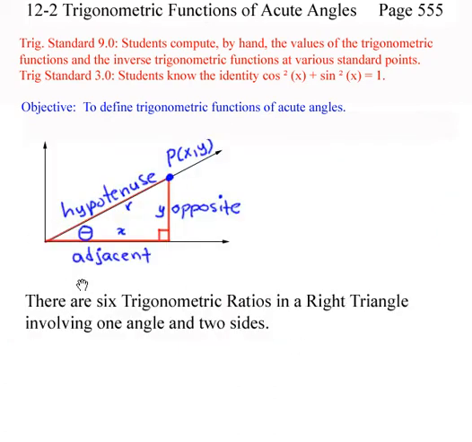Now, a trigonometric ratio starts with a right triangle, and it involves one angle and two sides. So here's our right triangle. Here's the angle that we're dealing with, which I know looks like a 0 with a line across. That's the Greek letter theta. Here's our right angle. From theta's point of view, this side is the side opposite this angle. And this side, the longest side, is the hypotenuse.